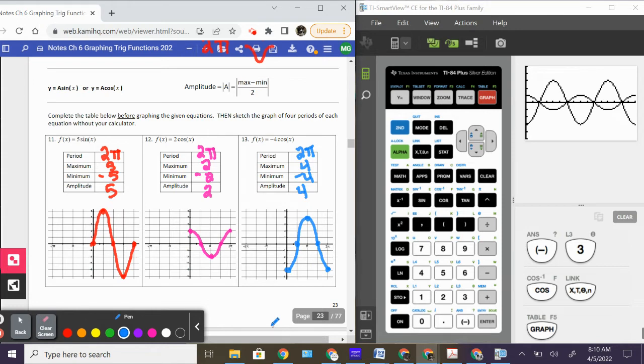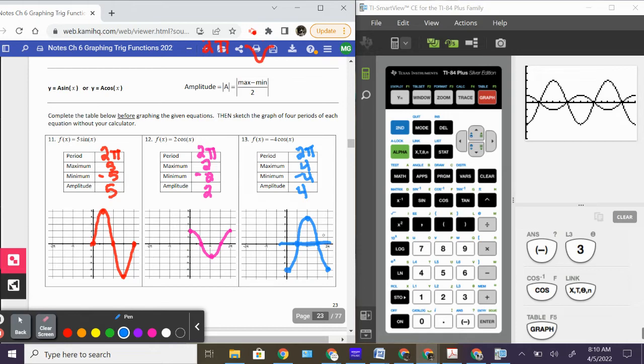Okay, so take a look at these graphs and let's make sure you did okay. One thing I did want to point out to you, I don't think I mentioned it, is that the amplitude will always be positive. So on number 13, where it said -4 times the cosine of x, the amplitude is still 4 because the swing from the midline, and this would be the midline right here, it's still 4 units above and 4 units below. So we always express amplitude as a positive value.